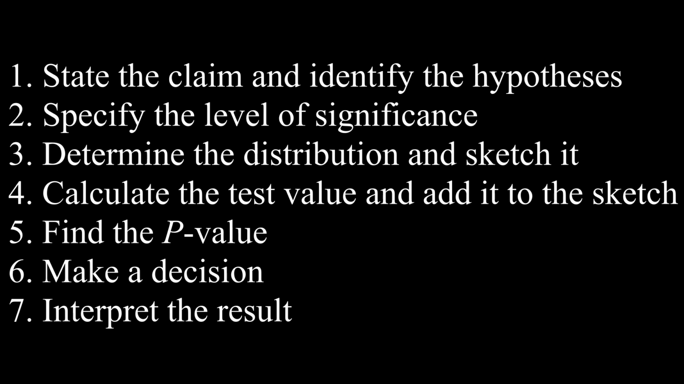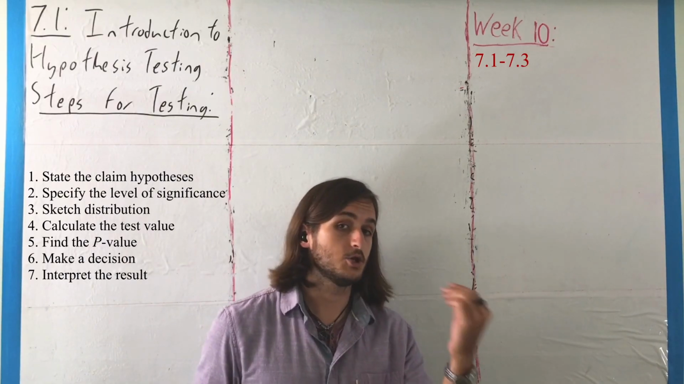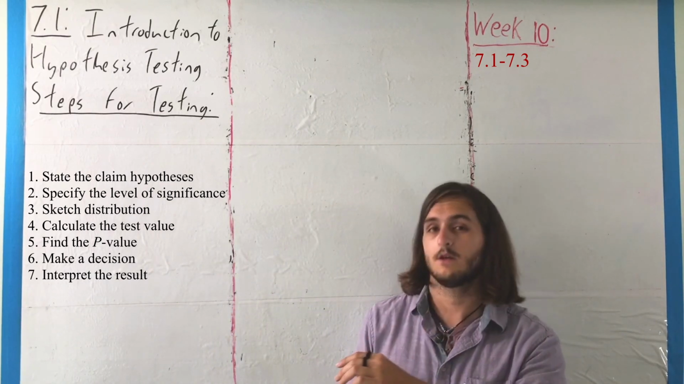Then you calculate the test value and put that in the sketch somewhere. From there, you either find the p-value, that's the one I prefer, or you can do stuff with the critical value and alpha. Either gets you to kind of the same place, and we'll see a little of both. Then from there, you make your decision, and you interpret that result. That make a decision part is: do you reject the null hypothesis, or do you not reject the null hypothesis?